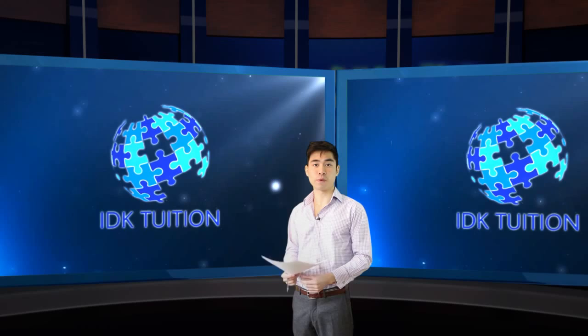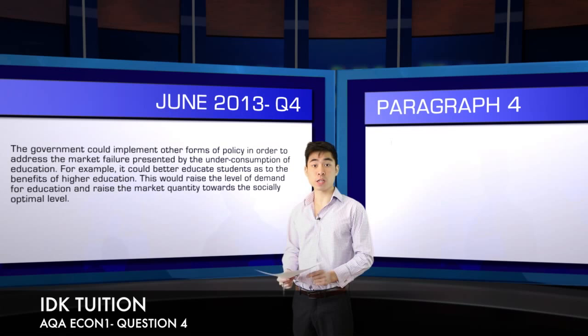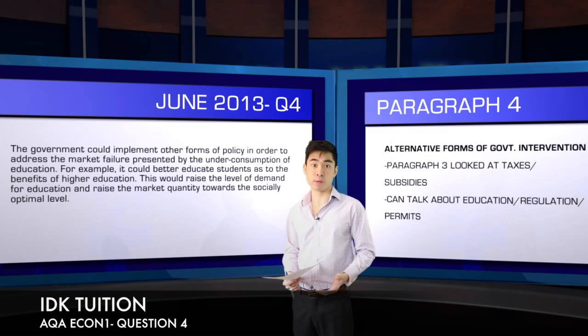So paragraph four, I like to term alternative forms of government intervention. Remember, in paragraph three, we've already spoken about either taxes or subsidies. And in paragraph four, we're going to talk about alternative measures that the government could introduce in order to correct this market failure. In this case, I'm talking specifically about education.